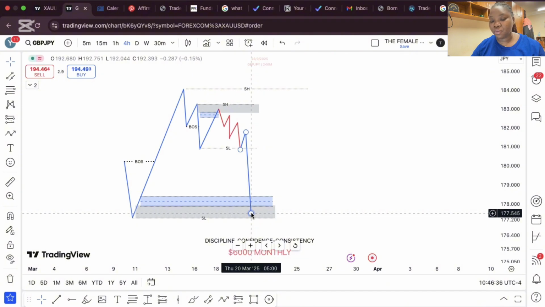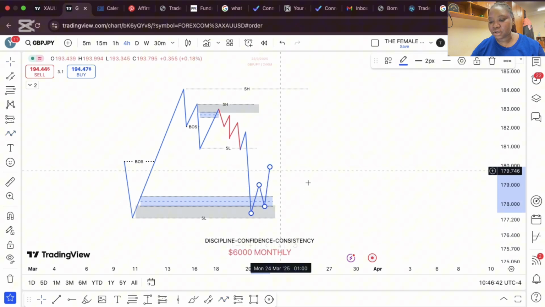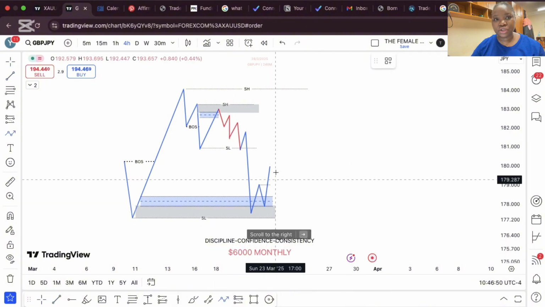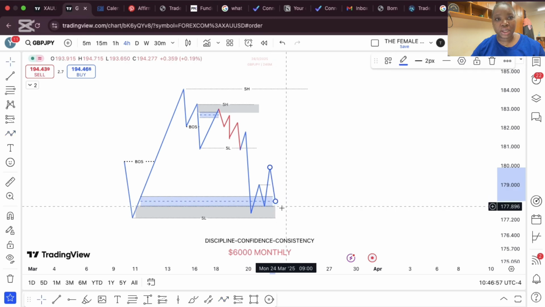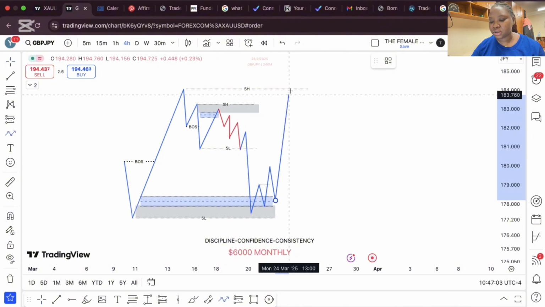On here, I will wait for the 1 hour to give me a change of character again. So I'll wait for price to give something like this. So you see that here we have this change of character, we have this change of character. Then I will wait for price on the 1 hour to get back to the origin that created that change of character. Then on the 5 minute time frame, I'll look out to buy up to this zone here.